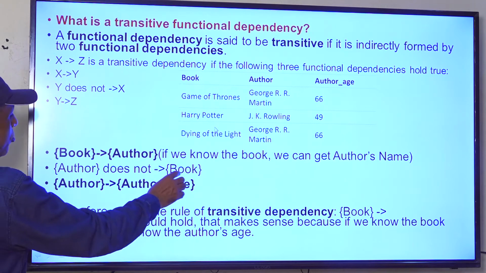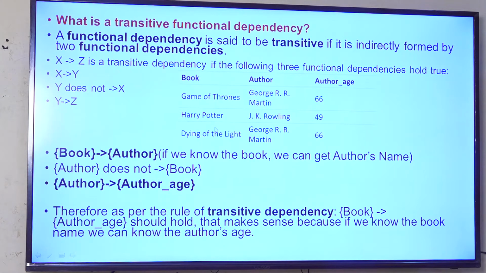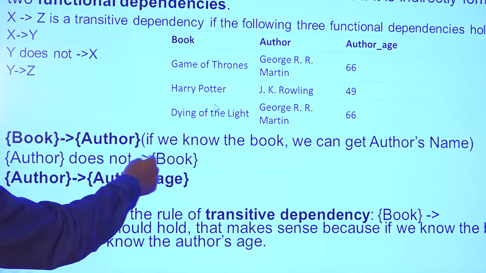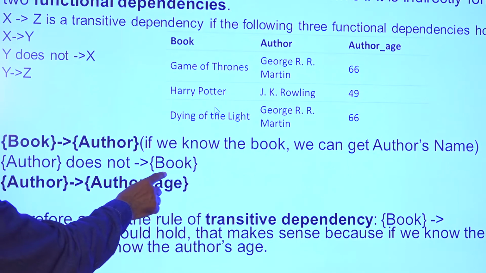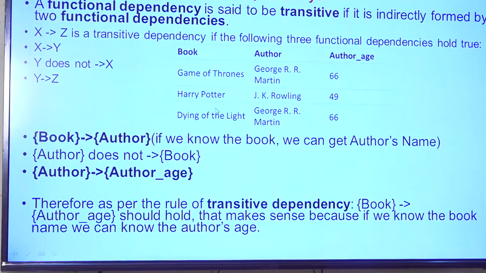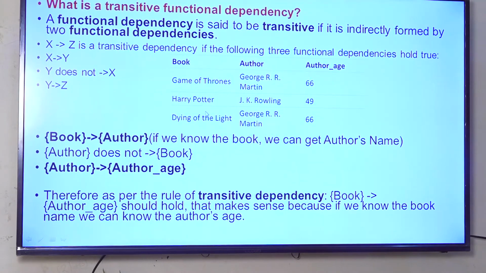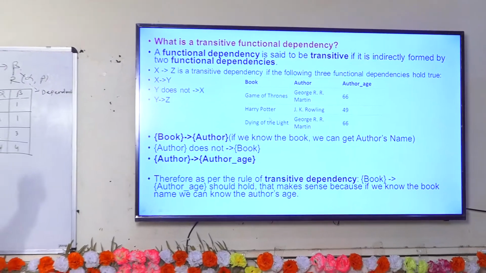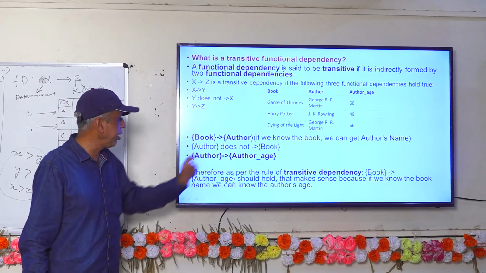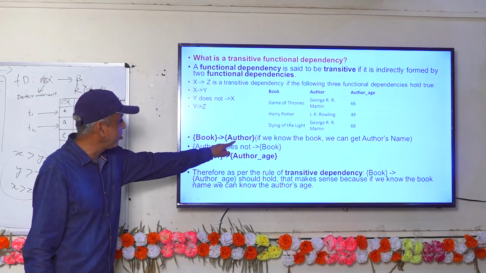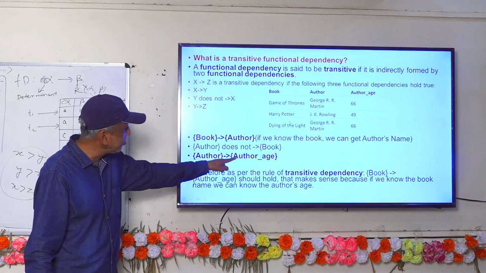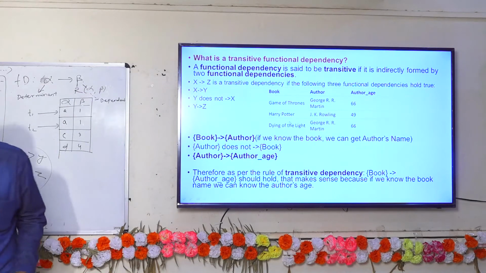Author does not produce the book because one author may write more than one book. So author doesn't identify a particular book, but a book always identifies a particular author, because in each and every book the author is written on it. So book always indicates the author name, but the reverse is not true. And then author produces author age. Therefore, book produces author. Author indicates author age. This implies book produces author's age. That is the transitive functional dependency.